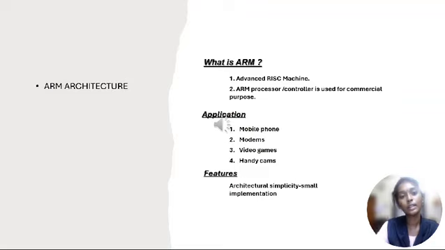As we already saw in the previous part, what is ARM? ARM is an Advanced RISC Machine. The ARM processor or controller is used for commercial purposes. Applications of ARM are mobile phones, modems, video games, and handycams. Features of ARM are architectural simplicity, used for small implementations. ARM processors are used in many PCs and laptops.